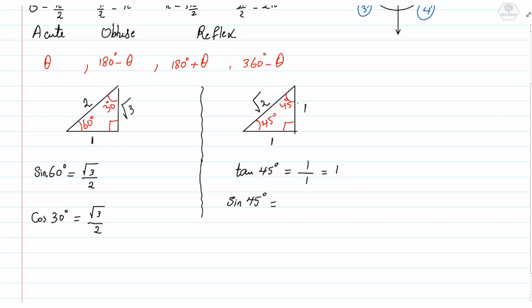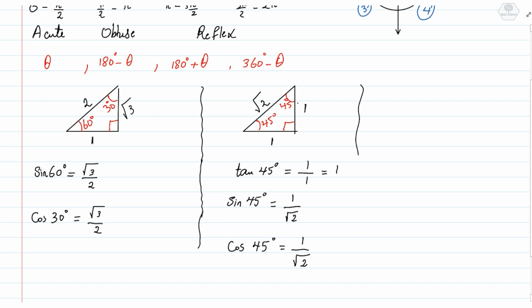Sine of 45 is equal to opposite over hypotenuse, which is 1 over the square root of 2. If we want to find the cosine of 45, it is also equal to adjacent over hypotenuse, which is equal to 1 over the square root of 2. As we can realize, sine of 60 is equal to cosine of 30, and the sine of angle 45 is equal to cosine of angle 45.